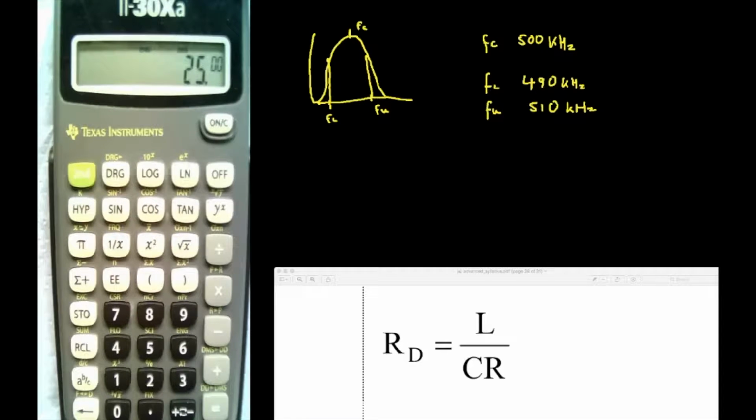So let's have a look. It says here then, RD, dynamic resistance, is equal to L over CR. Now let's have a look how we might do this one. Let's say that L is going to be 1 millihenry, C is going to be 1 microfarad, and R is going to be 1 kilo ohm.